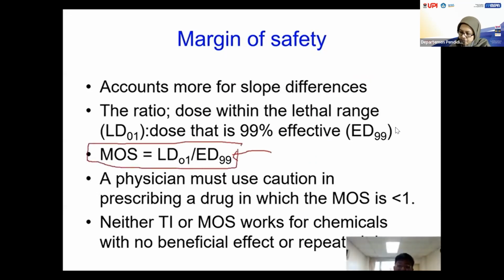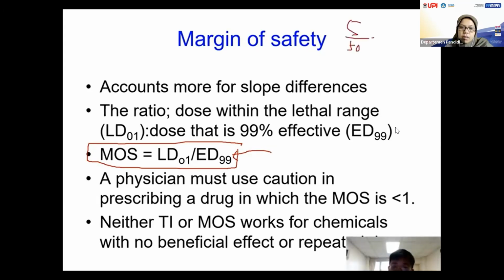So the physician must be cautioned if describing a drug that has a margin of safety of less than 1. The one that we observed just now is 0.1, the example that I gave you before these slides, which is 5 over 50.